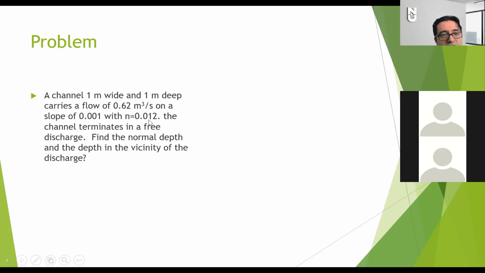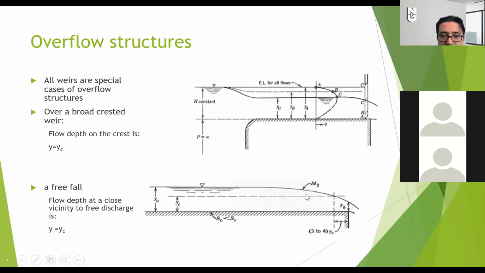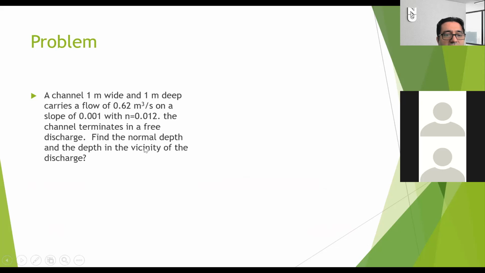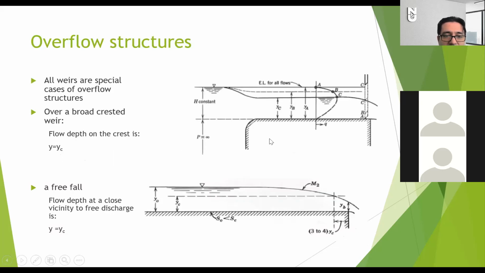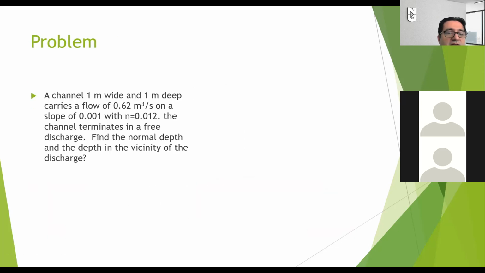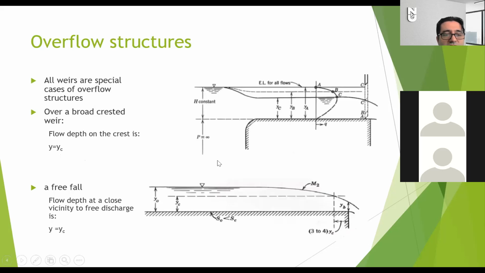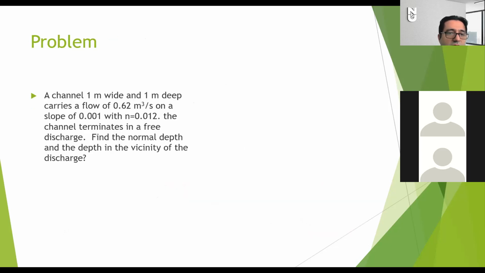If you see the Manning constant, it is not surprising that you will solve this problem using the Manning equation. The question says that the channel terminates in a free discharge. It means the second case, free discharge. And the question is to find the normal depth, y0, and the depth in the vicinity of the discharge. So typically this question is asking for the critical depth of the flow. You are going to find y0, then the critical depth of the flow. That's all.